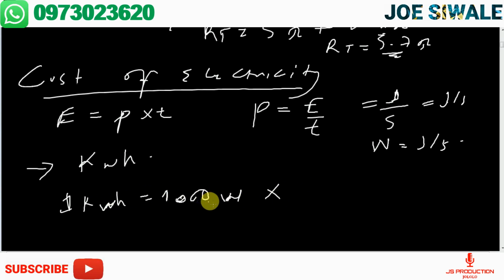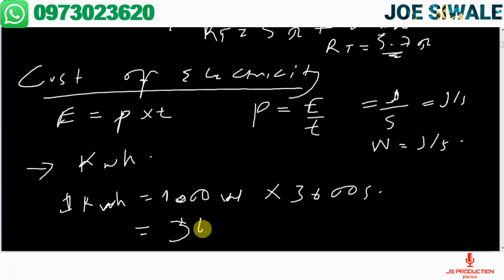We know that when we convert 1 hour to seconds, we are going to have 3600 seconds. And if we do our calculations, when you multiply, you're going to have 3,600,000 watt seconds.